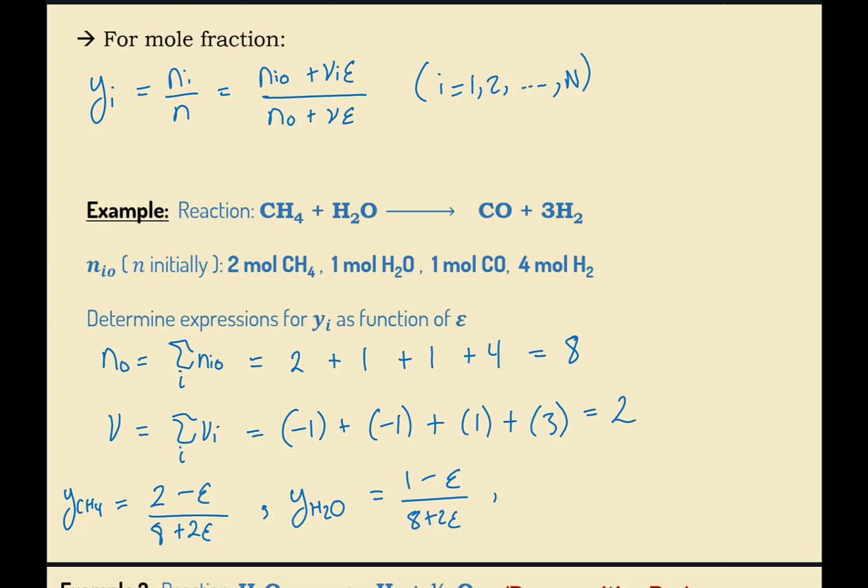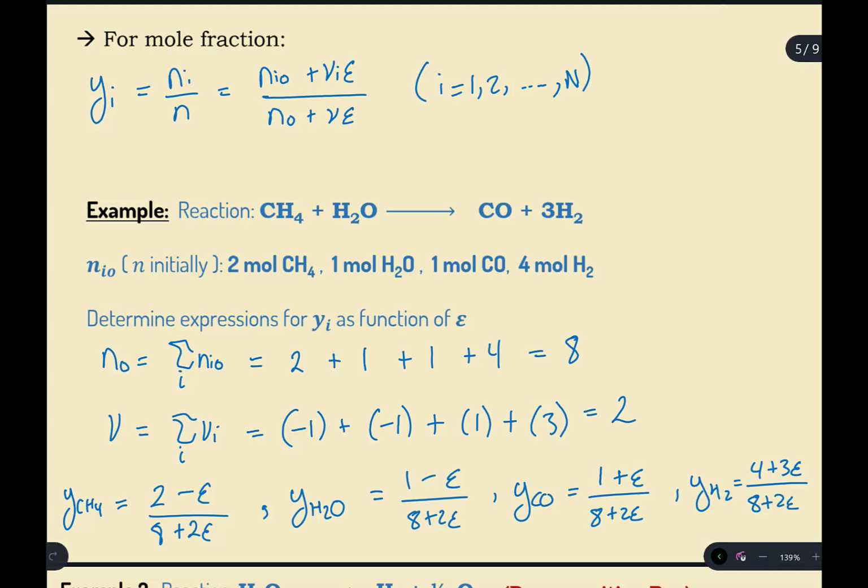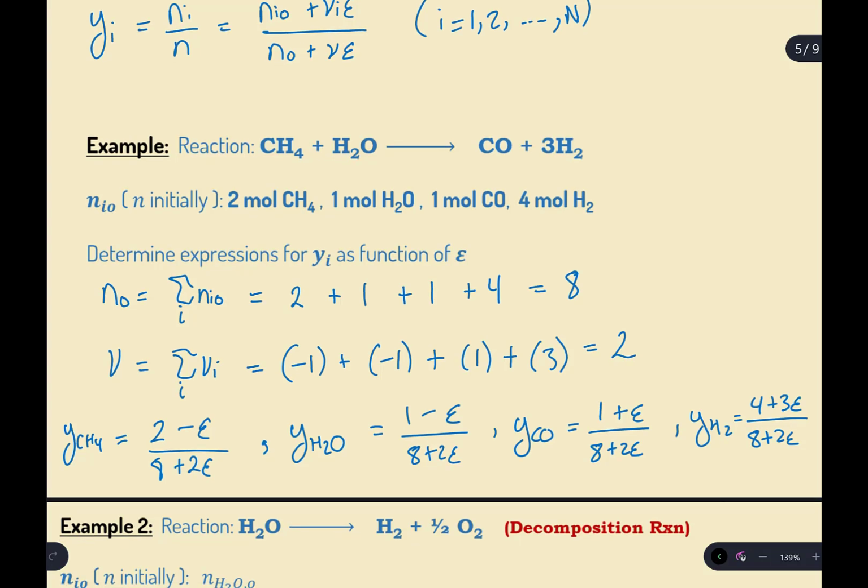So then the next one, we got YCO. In this case, CO initially is only 1 mole. It's a product, so we're adding more. Its coefficient is 1, so plus epsilon, divided by 8 plus 2 epsilon. And then lastly, hydrogen. We got initially 4 moles. And then we're going to add 3 epsilon over 8 plus 2 epsilon. Alright? So those are the mole fractions.